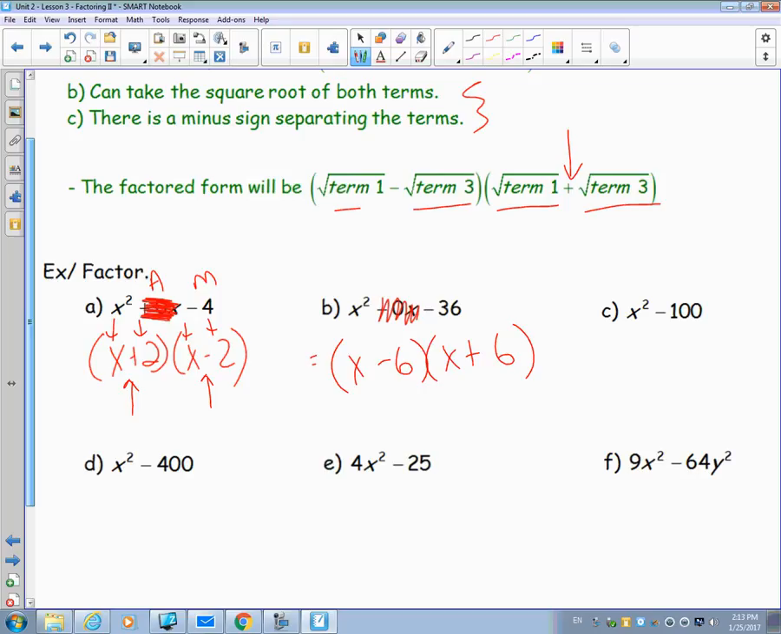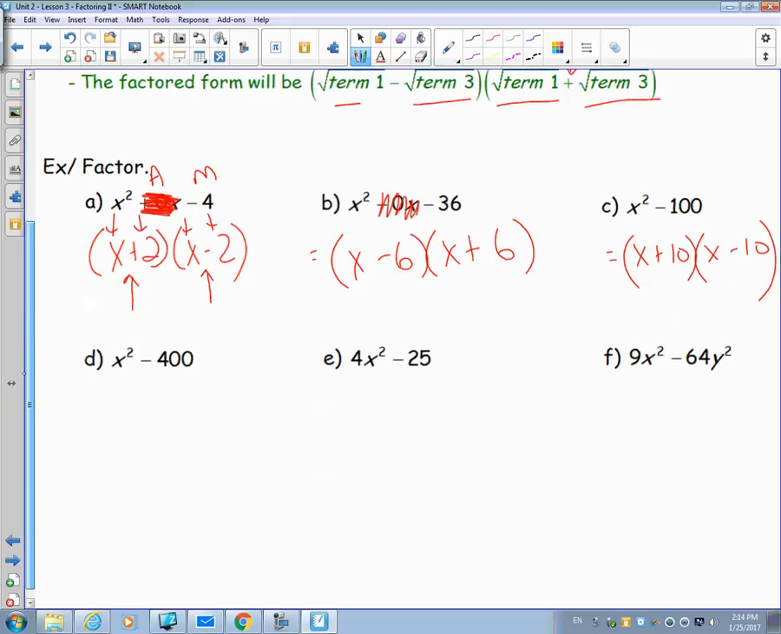Okay, let's try the next one. I didn't put the 0 in this time. So we recognize the difference of squares. Two terms, minus sign in the middle, square root of x squared, square root of 100, opposite signs. It's done. We like difference of squares. They go really fast. A couple more for you.